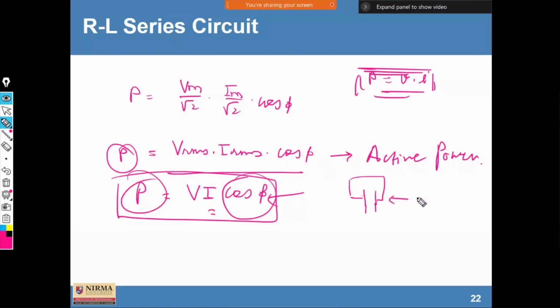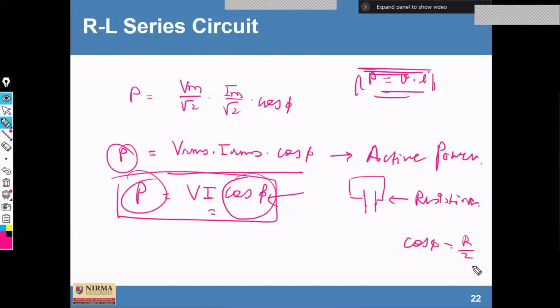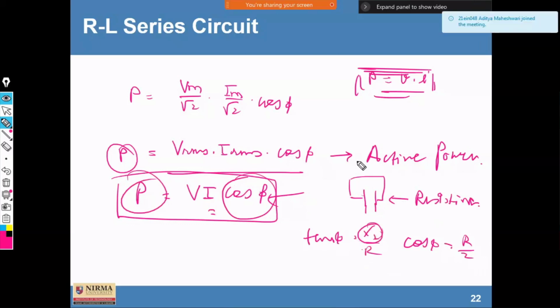we normally consider as a resistive load. So in a resistive load, the XL component is 0. Cos phi is R by Z, and similarly, tan phi is XL by R. So if the XL component is 0, it means phi is going to be 0. And in this case, it is considered as a resistive circuit, and in a resistive circuit, the power factor is 1.